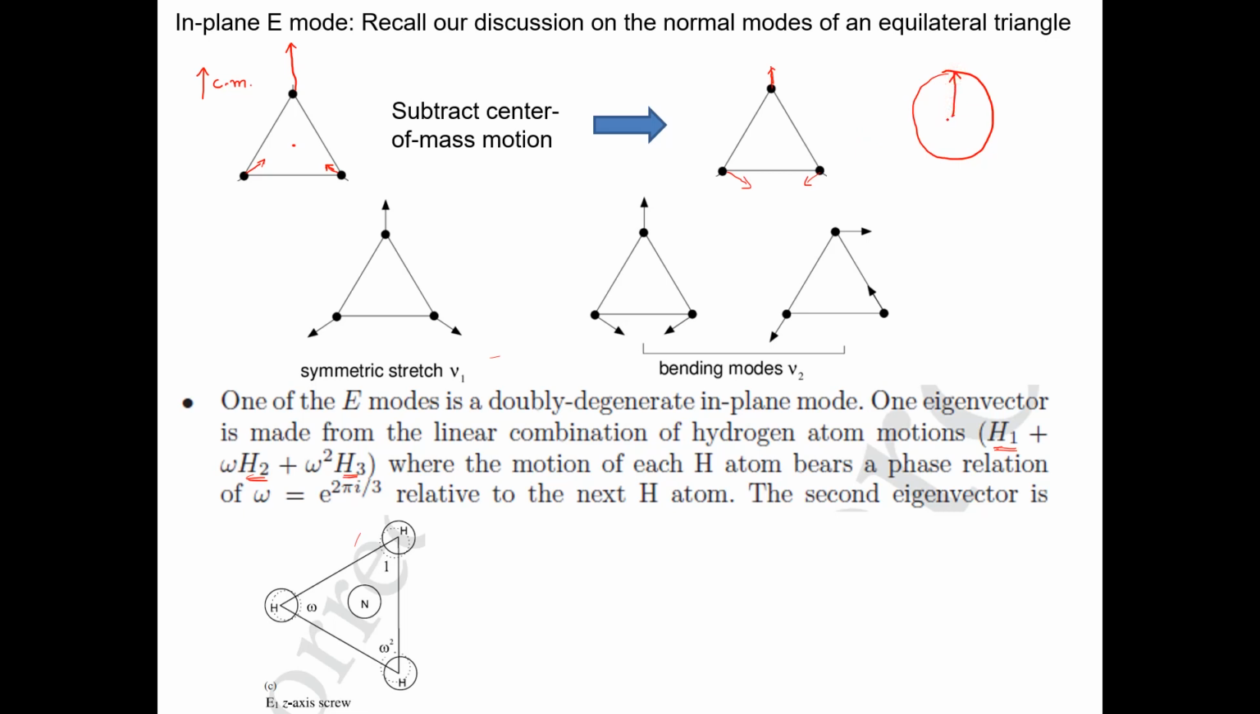Let's say this is one, and then I rotate with these other vectors right here, and this other vector. We have three vectors which have an angle of 2 pi over 3 between them, and they sum up to zero. So in this case it's guaranteed that the center of mass does not move.